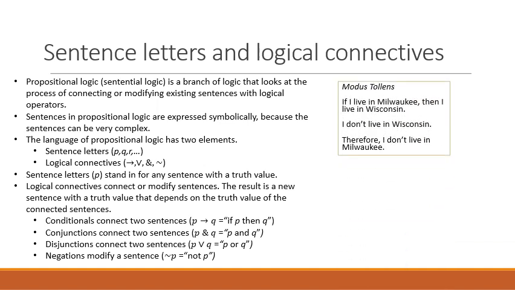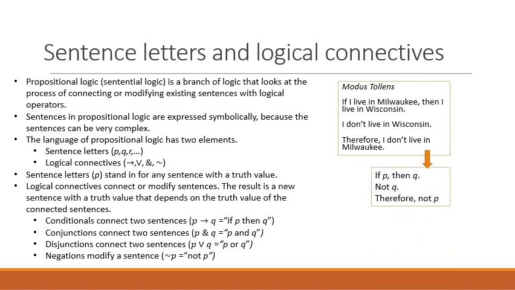So here's an example. We've already in chapter 3 discussed modus tollens. We said, look, this is an argument pattern that is valid, and here's an example of something that fits the pattern in English. If I live in Milwaukee, then I live in Wisconsin. I don't live in Wisconsin, therefore I don't live in Milwaukee.